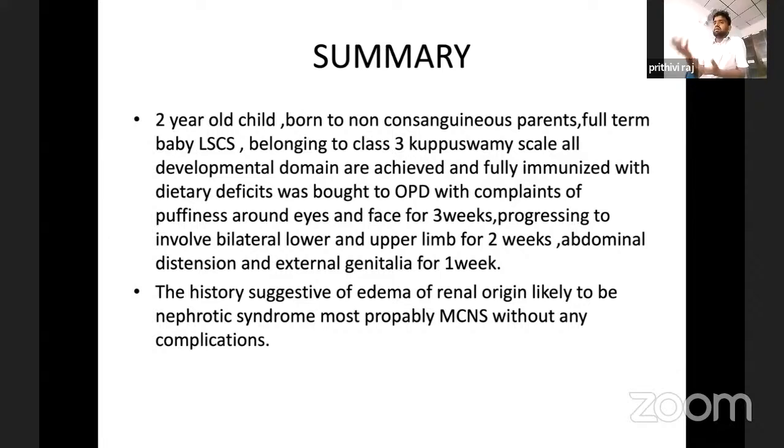Without doing a blood investigation, you can just have a guess that maybe the child's serum albumin is less than 2. So that is the importance of seeing the genital edema.